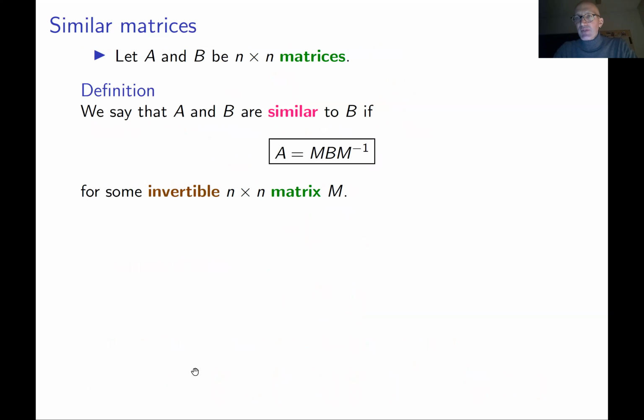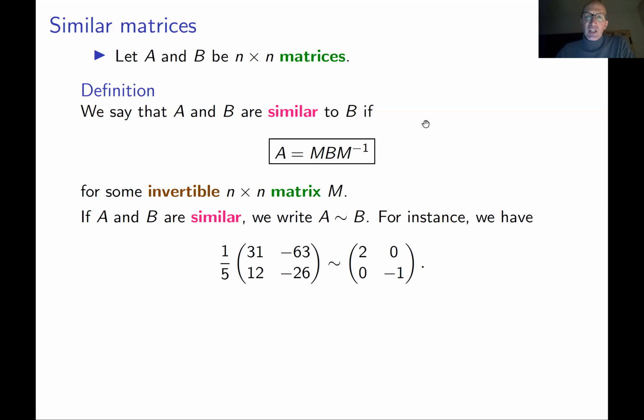Two n times n matrices are said to be similar if one can be obtained from another using this formula for some invertible matrix M. Similar matrices share a lot of common properties. We will see this later. And the example on the previous slide tells me that this matrix 2, 0, 0, minus 1 is similar to this matrix.